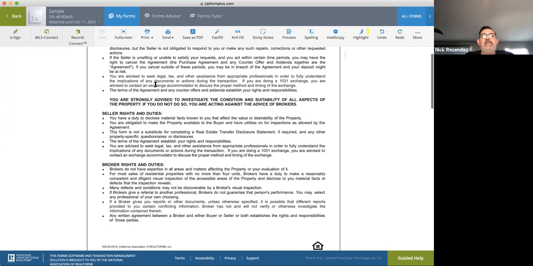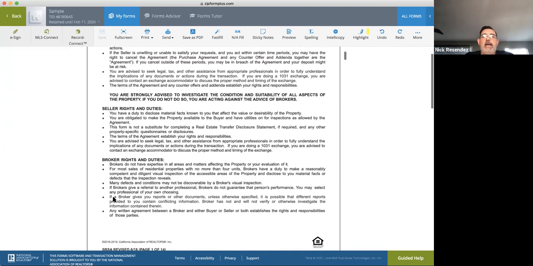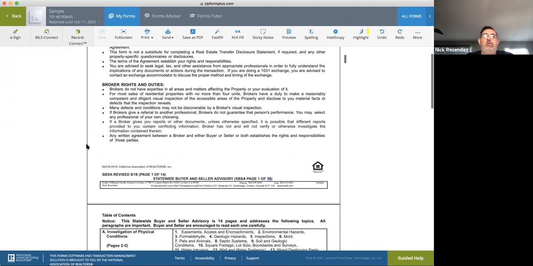And then it talks about the seller's rights and duties. What's the seller's rights and duties? Well, we got to disclose all known material facts and defects that could affect the value or desirability of the property. And then what about us? What about us as brokers? Well, we got some duties here. We have to disclose any matters affecting the property, and we got to conduct a visual inspection and so on.